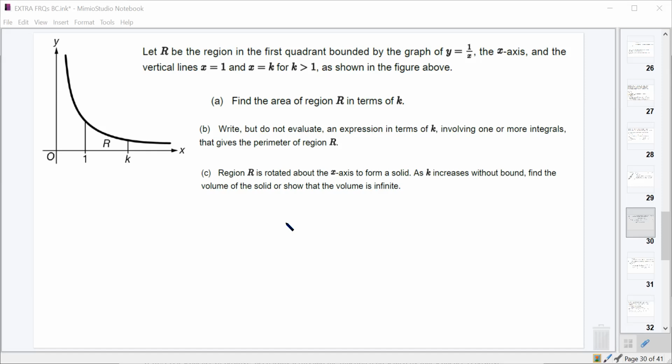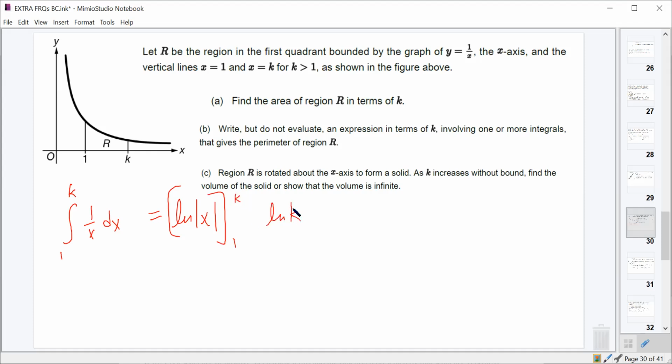We all ready to do this one? All read through it, makes sense what we're trying to do. Cool. All right. So for part A here, we're just looking for the area of region R. And region R is just going from 1 to k. So first off, we'll just integrate our function, which was 1 over x dx from 1 to k, which should be pretty straightforward. Natural log absolute value x from 1 to k, which ought to give us natural log of k minus natural log of 1, which ought to just give us natural log of k. Part A should be not as straightforward as these problems come.